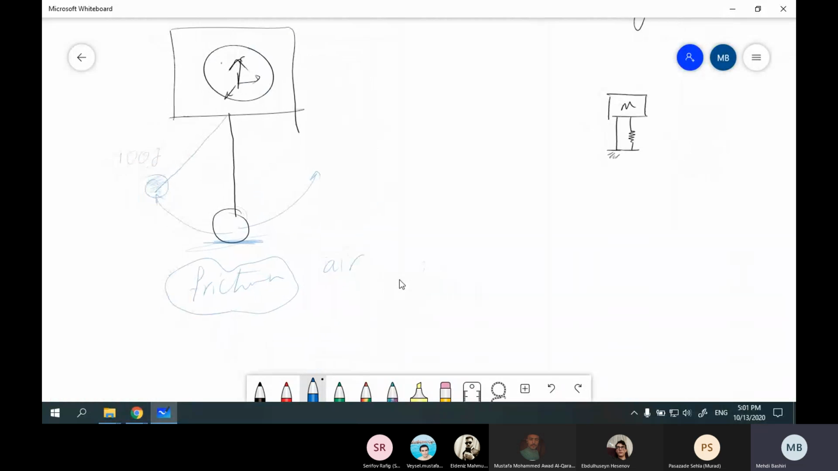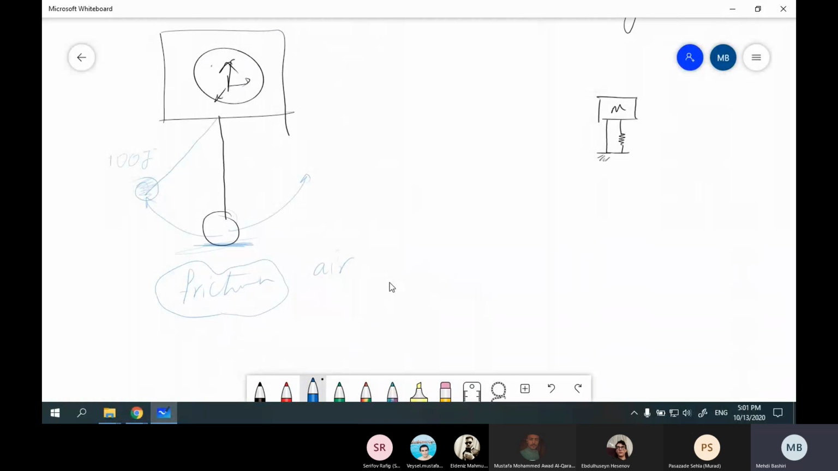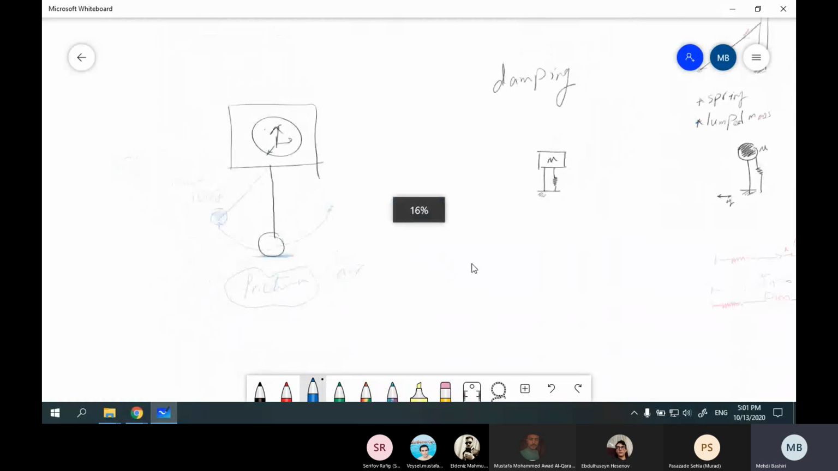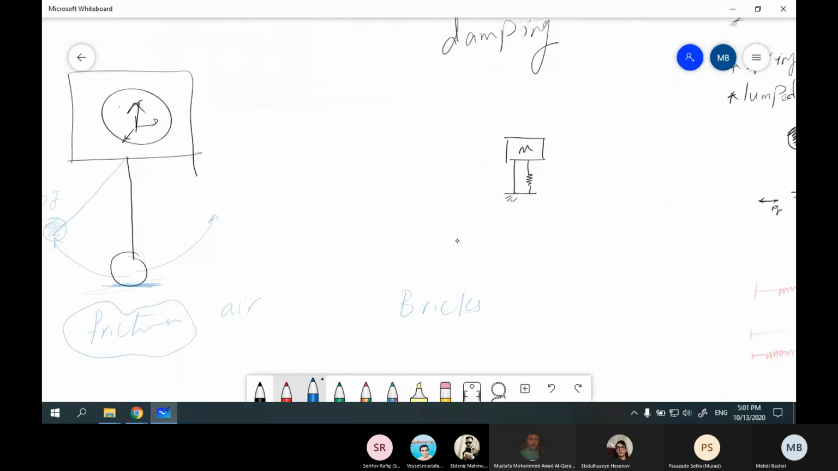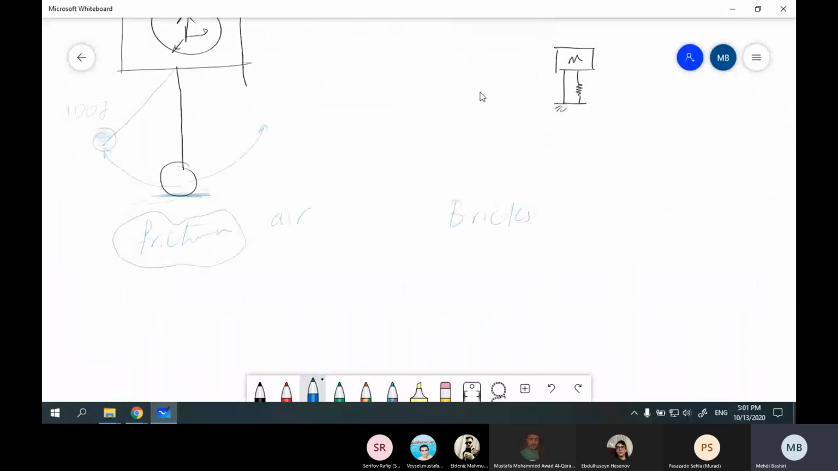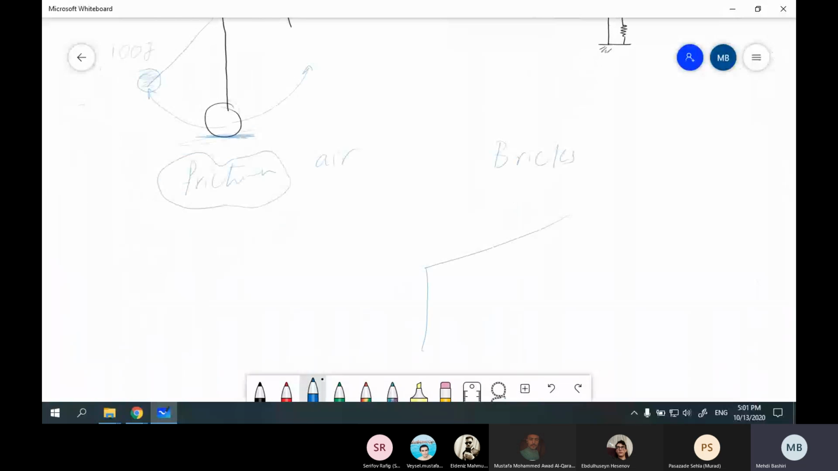So we have a couple of mechanisms in our structure that damp the energy. One of them we can say is bricks. For example, this is your building. This is the first column and this is the second column. What is between these columns? Your brick walls. You have bricks, you have blocks.